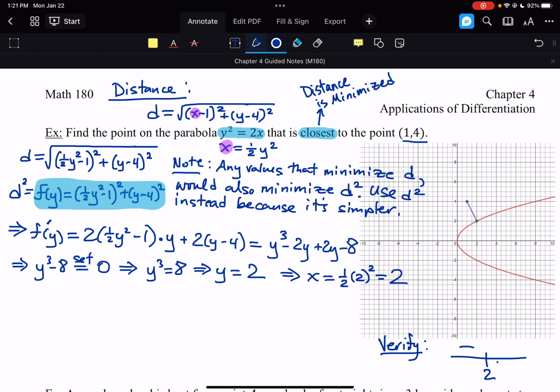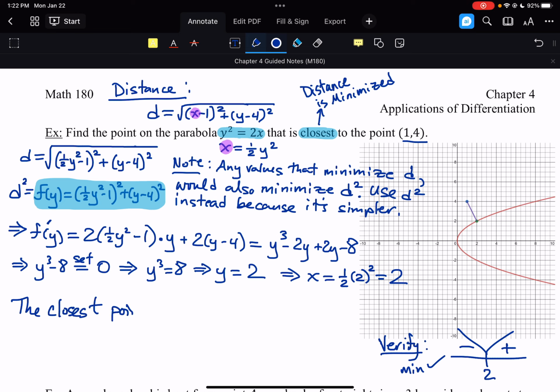So that's a negative. If we took something like 3, that would give us a positive and a negative. So we get 27. Those cancel. Minus 8. 27 minus 8 is 19. So that's a positive. So we're going down and then up. So it is a minimum, and it's the only critical point on this entire function, which means that it has to be the absolute.